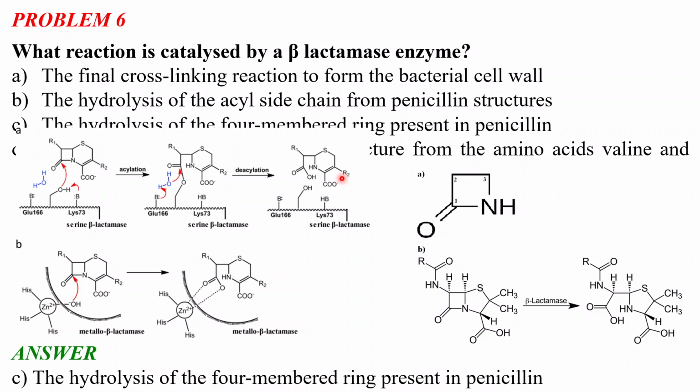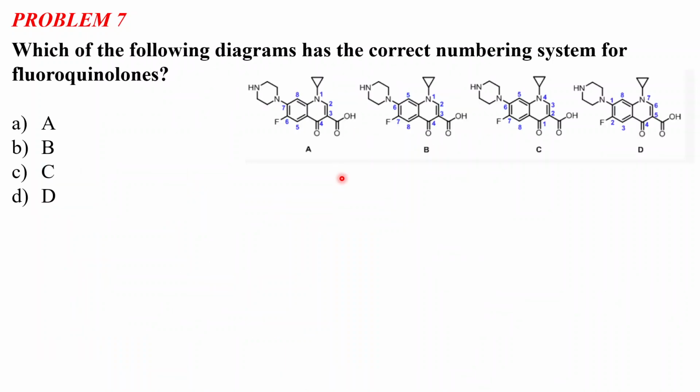So now I will move toward problem number 7, which says: which of the following diagrams has the correct numbering system for fluoroquinolones? Your options are A, B, C and D. All the structures are for the fluoroquinolone, but the numbering is different. As you can see, there are different numberings for the fluoroquinolone system, and you have to identify which of the following diagrams has the correct numbering system, A, B, C or D.